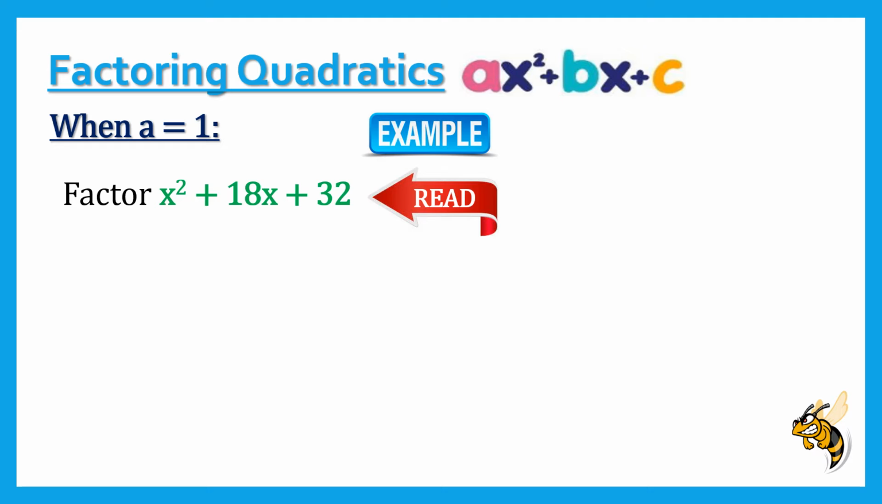And those two numbers are 16 and 2. 16 times 2 is equal to 32. 16 plus 2 is equal to 18. We're going to open two parentheses. We're going to place the x at the beginning of the parentheses, and we're going to put the factors at the back of the parentheses. We just have to figure out the signs that go in between inside each parentheses.